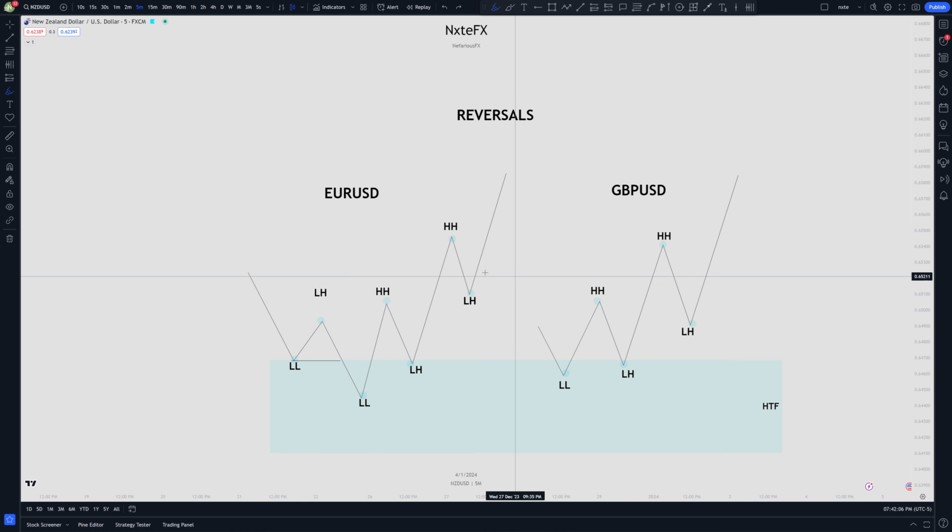So when one pair is doing something and the other pair isn't, that is SMT divergence. So if this low is getting ran, but the same low in GU is not getting ran, that is your SMT divergence. Alright? So let's look at this in a real life chart example.